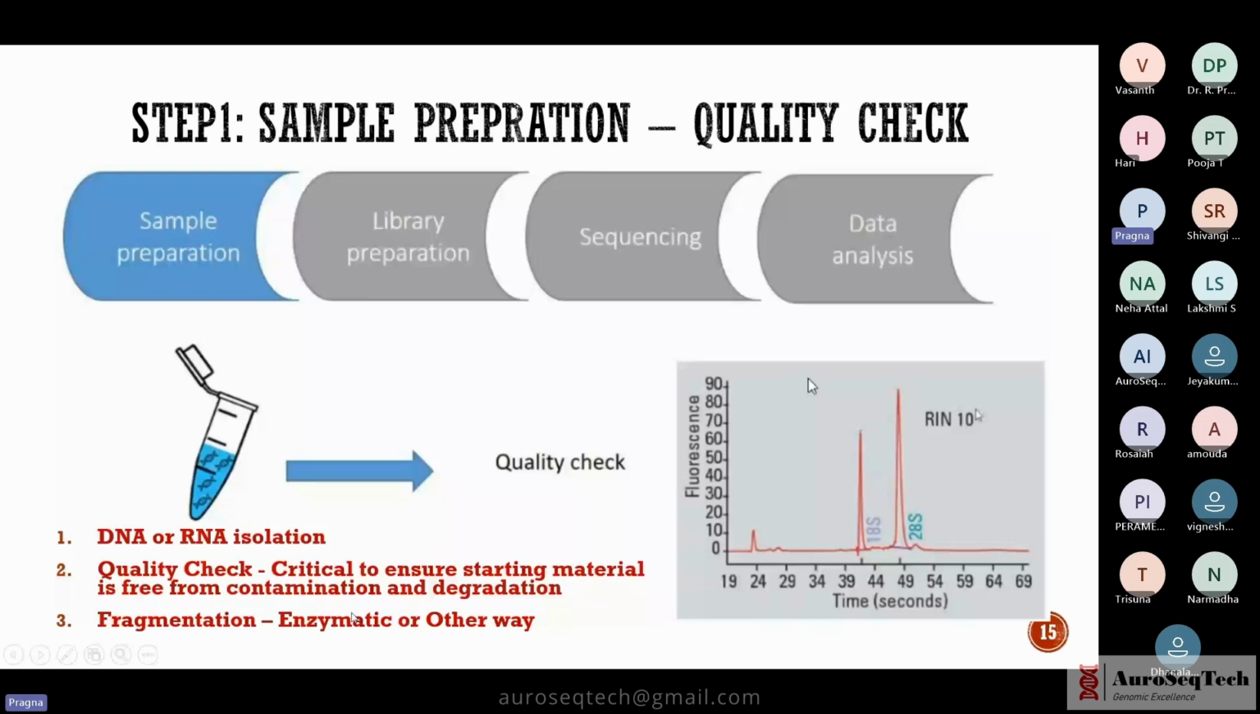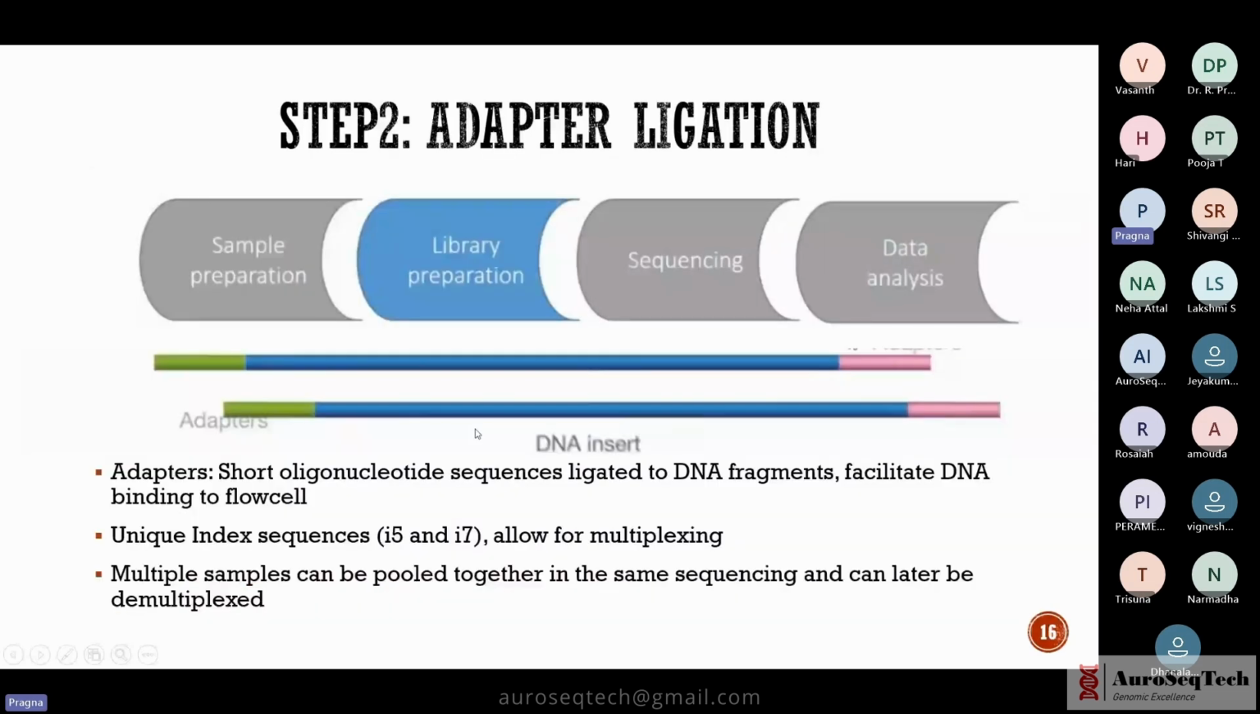Then the second step is adding the adapters. What are the adapters at first? Adapters are short oligonucleotide sequences that are ligated to the DNA fragment. So this is the DNA fragment. The blue color that you see is the DNA fragment, and adapters are attached on both ends of the DNA. See, the green and the pink colors are the adapters.